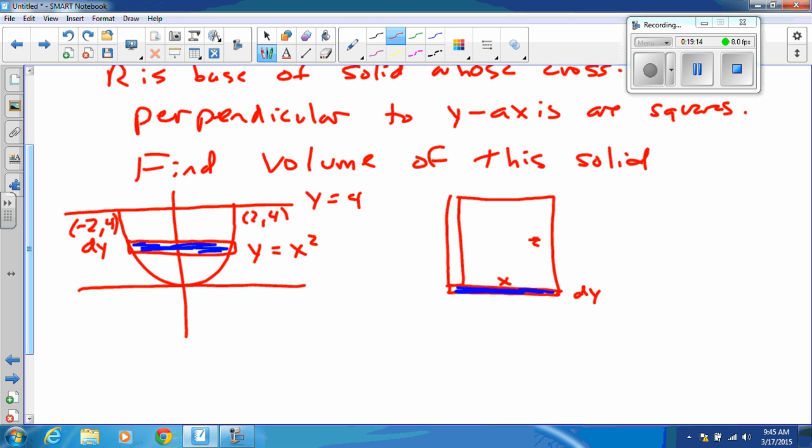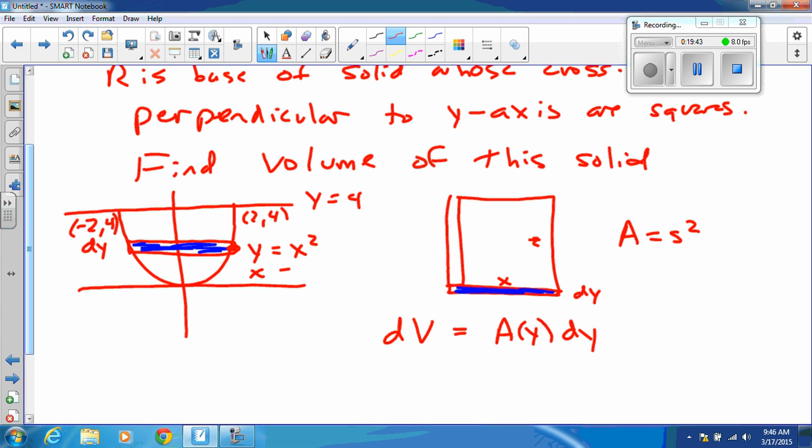And so now I can say that the volume of my cross-section is going to be area times thickness, and the thickness is dy. So I need to come back and find out what that area is. The area of my shape is side squared. So I have to find out what the side is, the length of the side, in terms of y.